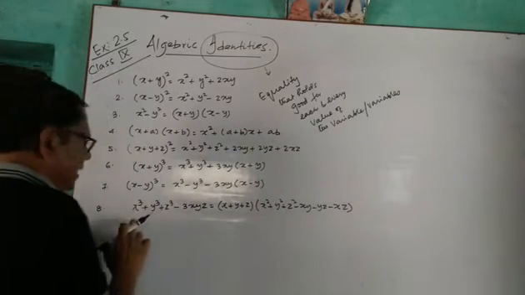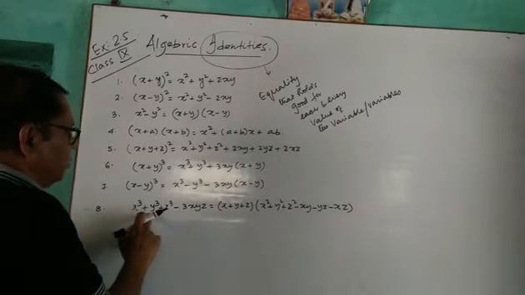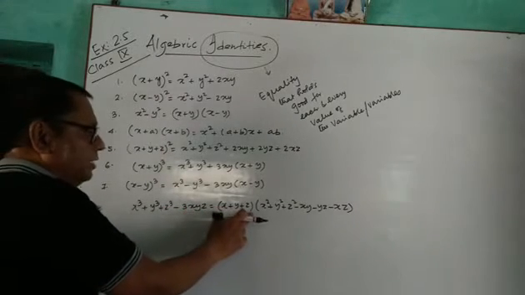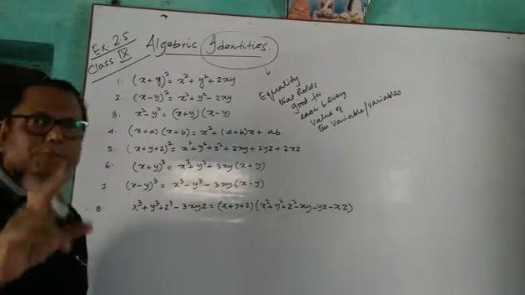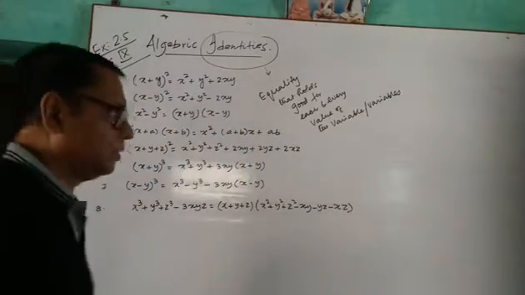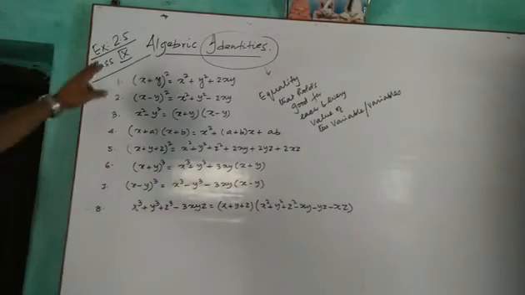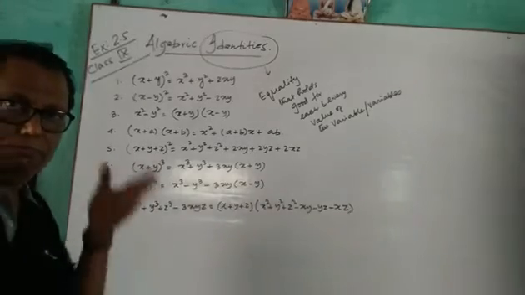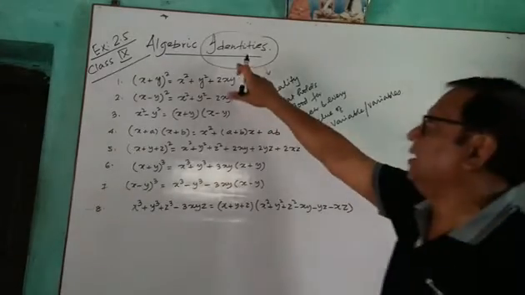And finally, the longest identity: x cube plus y cube plus z cube minus 3xyz is equal to (x + y + z) within bracket x square plus y square plus z square minus xy minus yz minus xz. So with the help of these identities, we will try to do the exercise 2.5. But before going into details, we will discuss what is the meaning of identities.